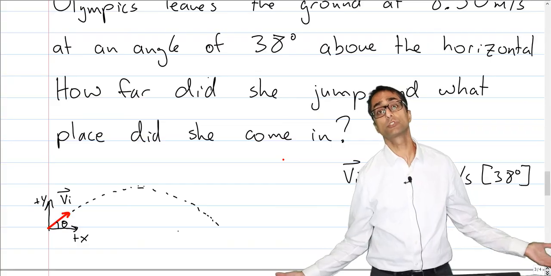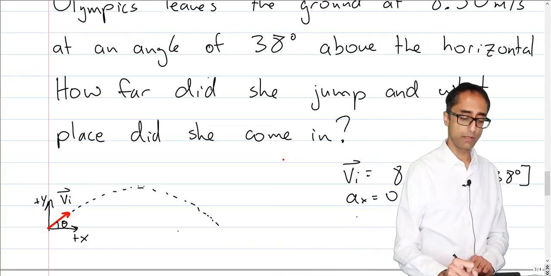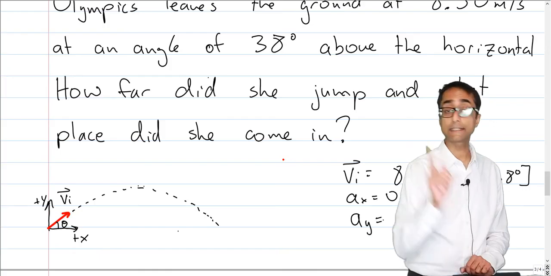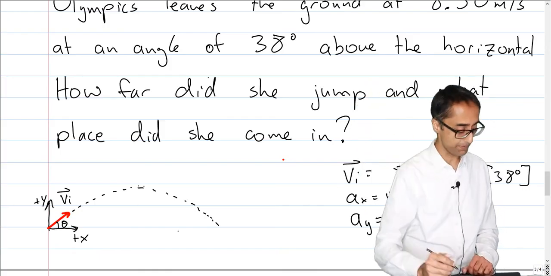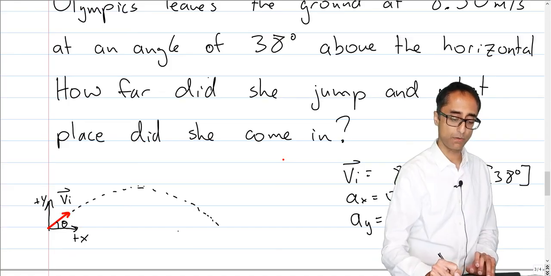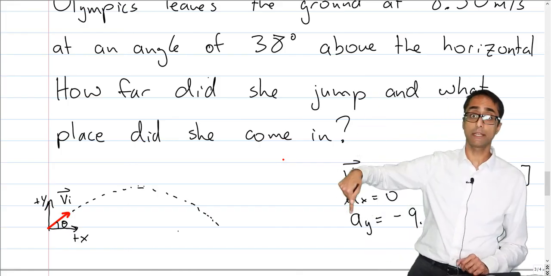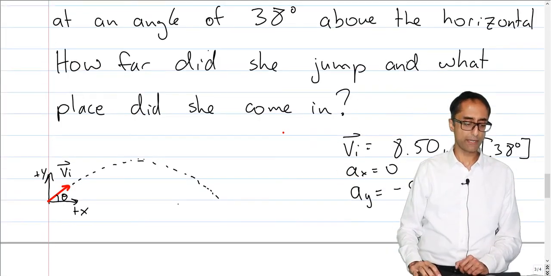The acceleration for projectile motions is always the same. AX equals 0, and AY, in this case, because we said plus Y was up, is negative 9.80 meters per second squared, because the acceleration is in the downwards direction.